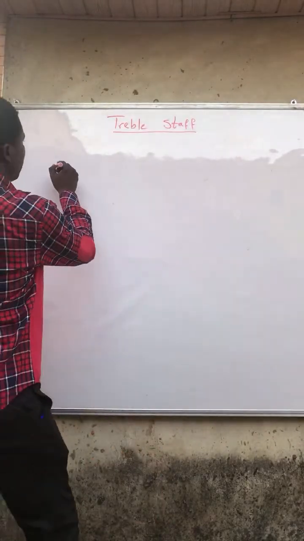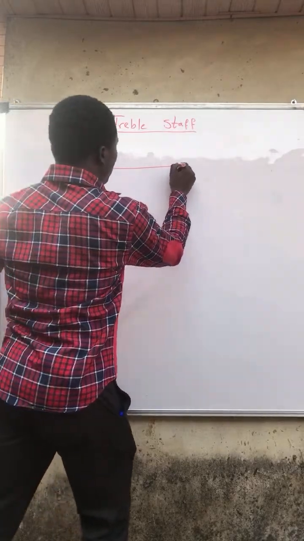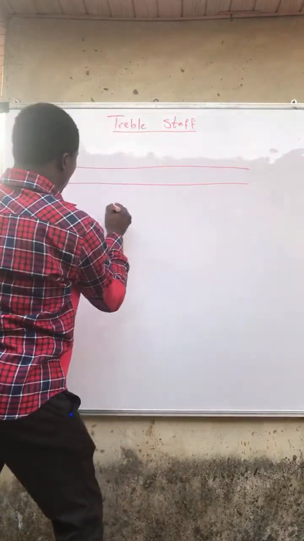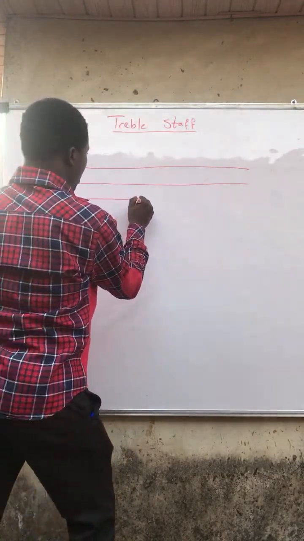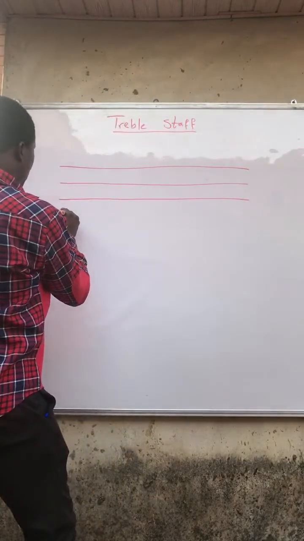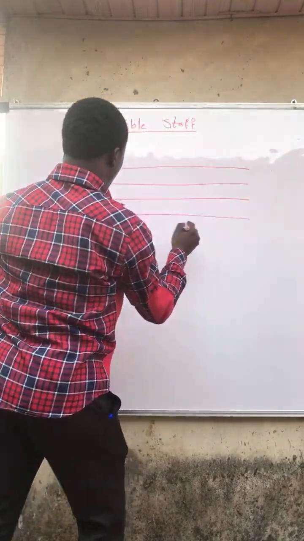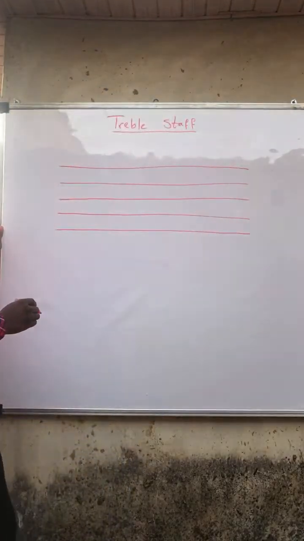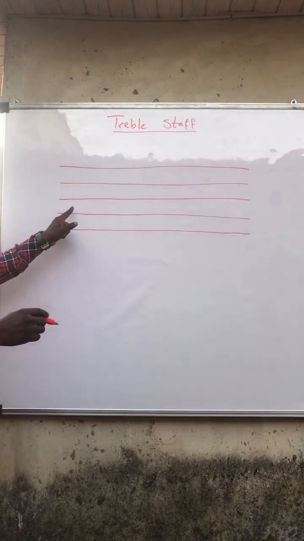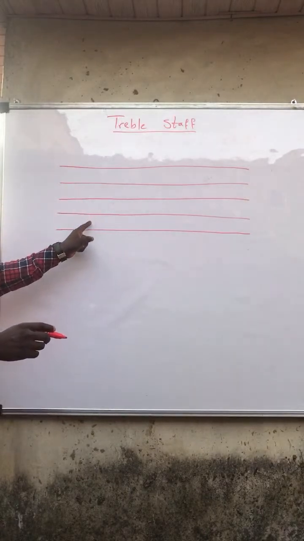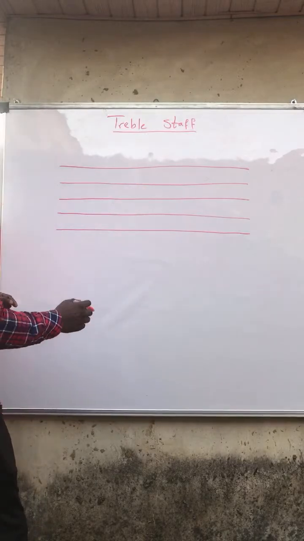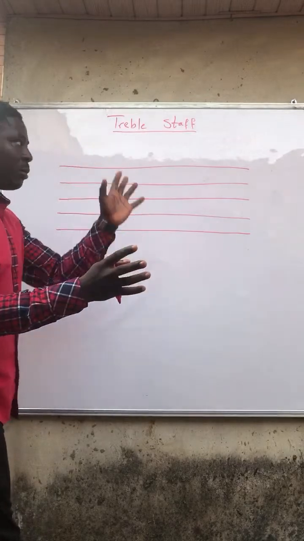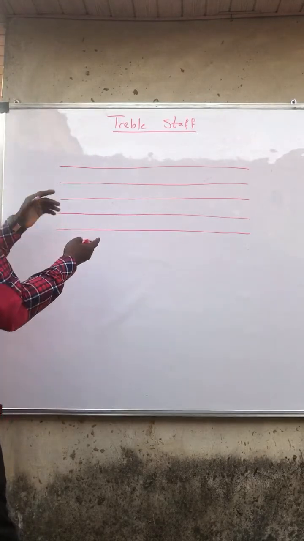I'm going to draw the staff, draw the lines. Line number 5, line number 4, line number 3, line number 2, and line number 1. Line number 1, 2, 3, 4, 5. Don't forget space number 1, 2, 3, 4. And I said treble staff is the combination of both the treble clef and the staff.